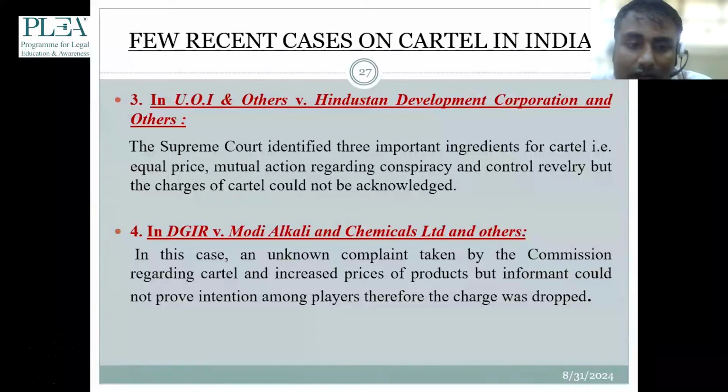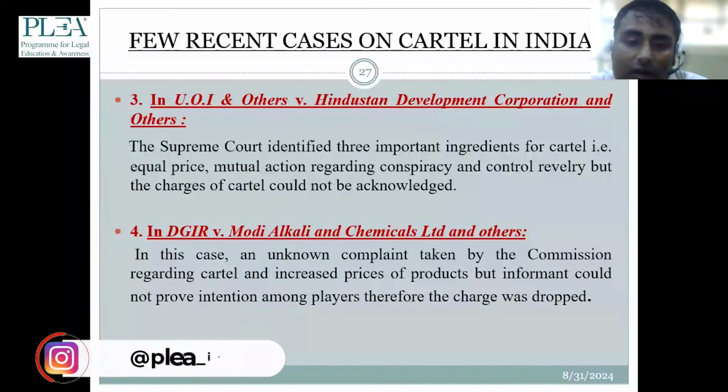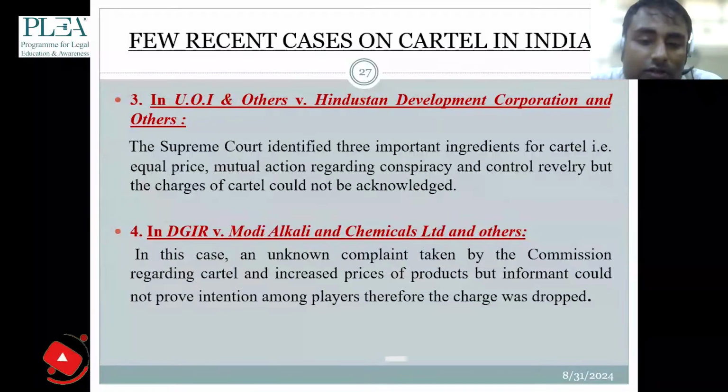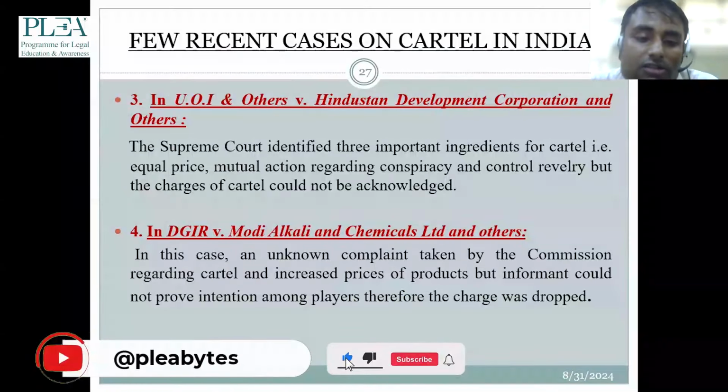So in this Modi Alkali Chemical case, an unknown complaint was taken by the commission regarding cartel and increased prices of products, but the informant could not prove intention among the players. Therefore, the charge was dropped.